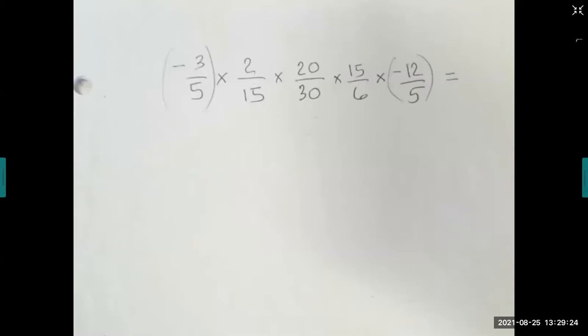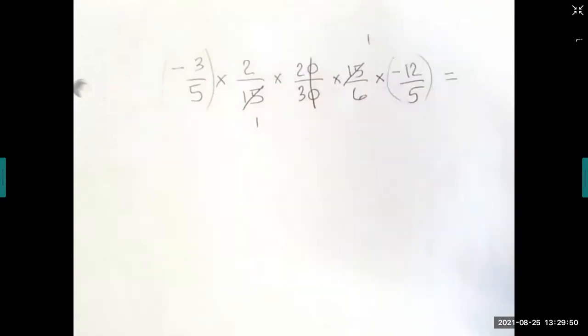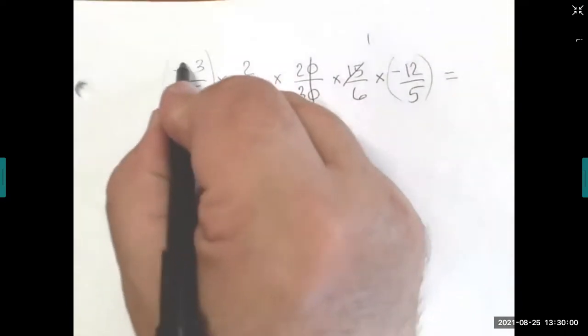Are there anything simple that automatically will get rid of? Yeah, we can get rid of the zeros because they're all multiples of 10. Very good. And what else? Anything look the same top and bottom? Yeah, the 15 and the 15. What's the sign going to be? Is it going to be positive or negative? Yeah, because we have two negatives.